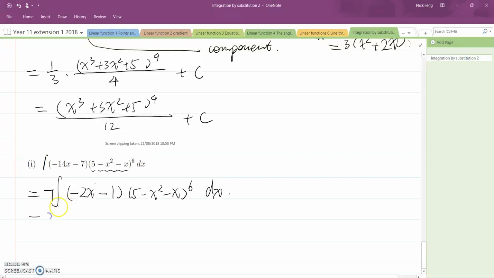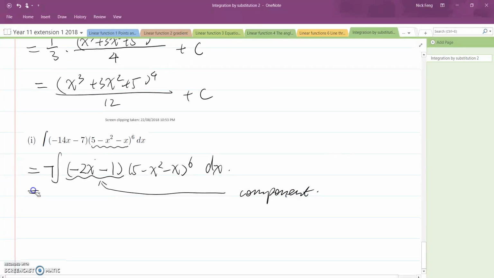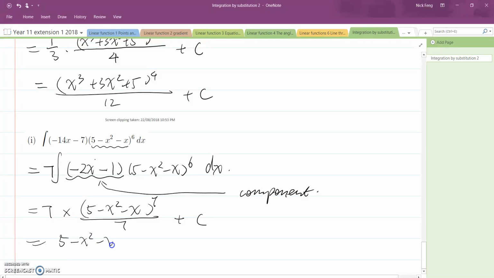So now this is the component, and it's ready now for us to integrate. Therefore, we're going to get rid of this. 7 stays outside as a constant, multiplied by the whole thing, since that's the target function, to the power of 7 over 7 plus c. 7 cancels. Therefore, that is 5 minus x squared minus x to the power of 7 plus c.